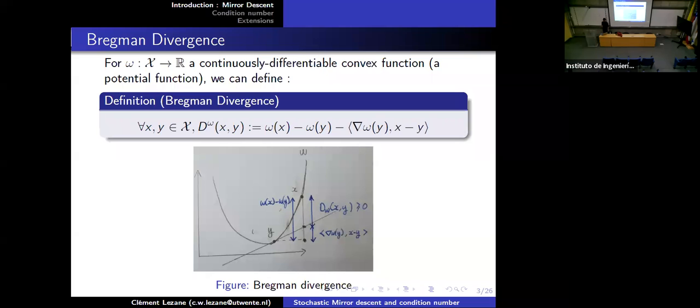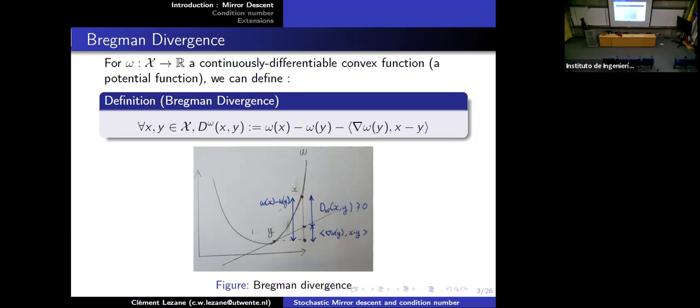To understand the mirror distance, we first need to talk a little bit about the Bregman divergence. I'm not sure that we are all really familiar with the Bregman divergence, so let me introduce it. Imagine you have a convex function, a potential function like omega, right? And then the idea of the Bregman divergence is you have two points, x here and y here.